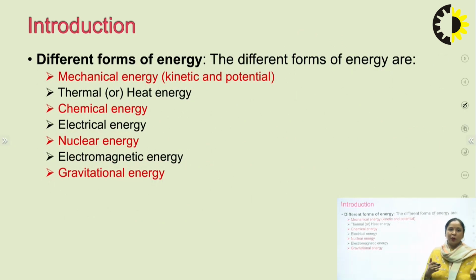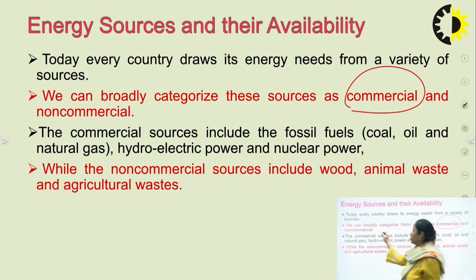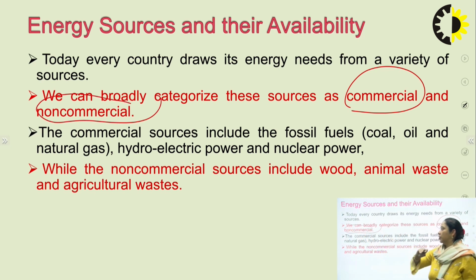There are different forms of energy. We all know mechanical energy, thermal, chemical, electrical, nuclear, electromagnetic and gravitational energy. Energy resources and their availability: energy resources are broadly categorized into commercial and non-commercial energy resources. The commercial energy resources are coal, oil, natural gas, hydroelectric power, nuclear power. And non-commercial is your wood, animal waste and agricultural waste.